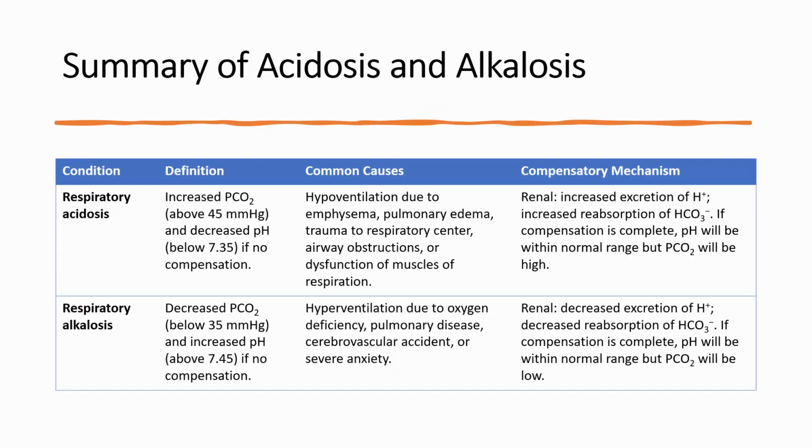Let's take a look at a summary of acidosis and alkalosis. With respiratory acidosis, we have an increased PCO2 above 45. Now, PCO2 is a measurement we take when we do a blood gas, an arterial blood gas. We look at arterial blood, and that PCO2 should be between 35 and 45 millimeters of mercury pressure. And decreased pH below 7.35. Remember, normal pH of arterial blood is 7.35 to 7.45. Again, this is arterial blood.